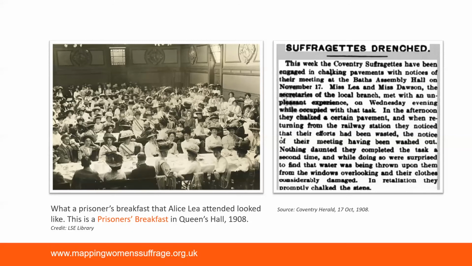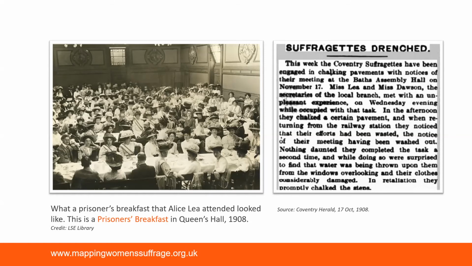Incidentally, the clipping on the right shows that Alice was undeterred because a few months later in October, she was drenched from above, as the clipping tells us, while she was chalking Votes for Women messages on the street below. She carried on nonetheless, this time moving up to chalk them on the portico-covered steps instead, where she couldn't get drenched, although there is no evidence to suggest that she was ever arrested again.